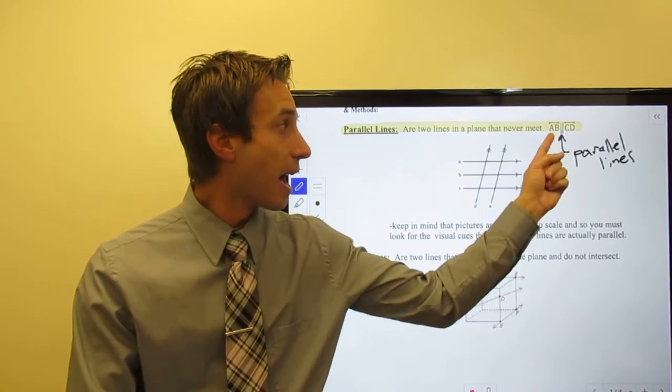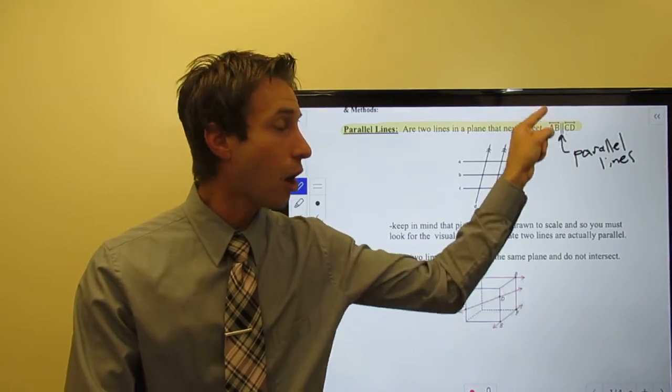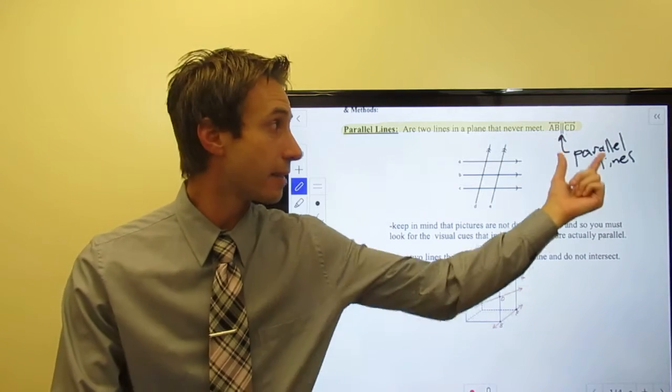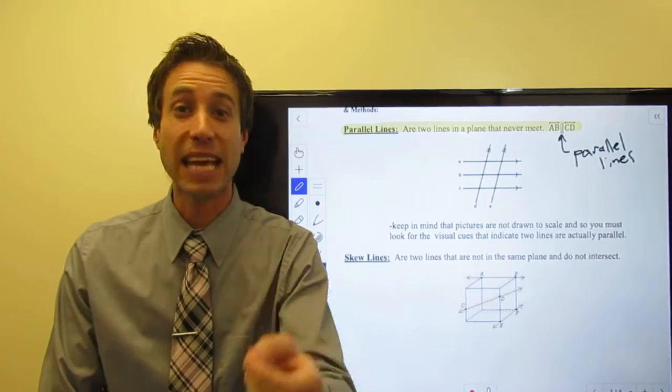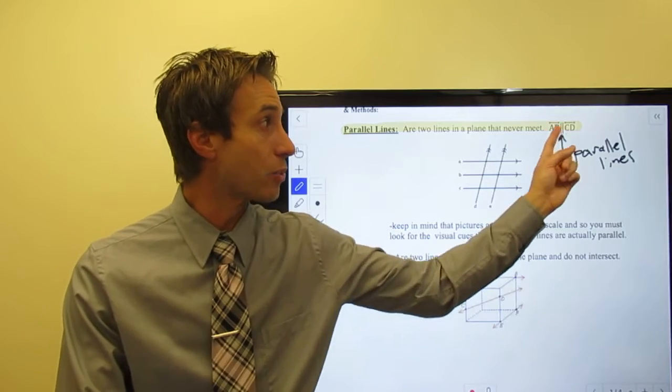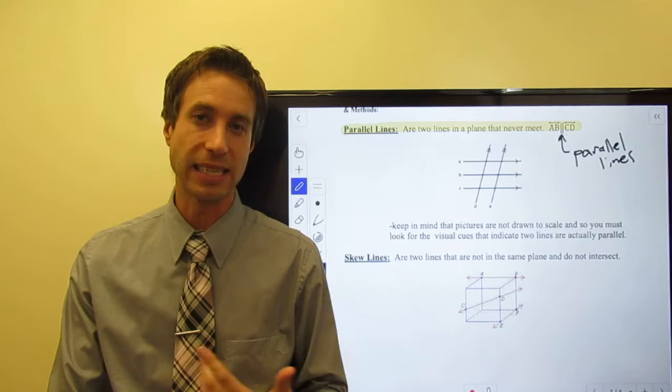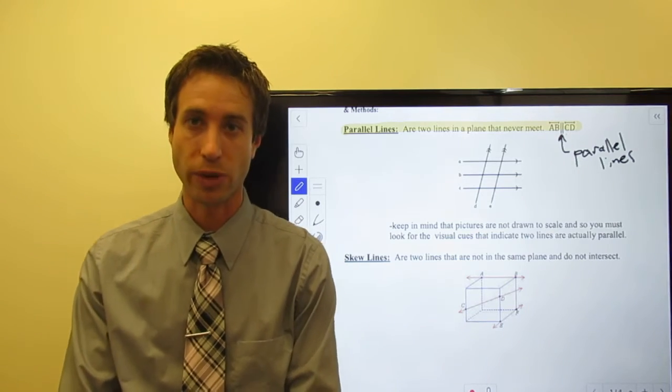So I have line AB and line CD are parallel lines. If you ever have parallel lines and you want to write it, that's how you'd write it. If I'm telling you have parallel lines, you need to be able to read this and go, oh, based on that, I know that line AB and line CD are parallel, meaning they never touch or intersect.